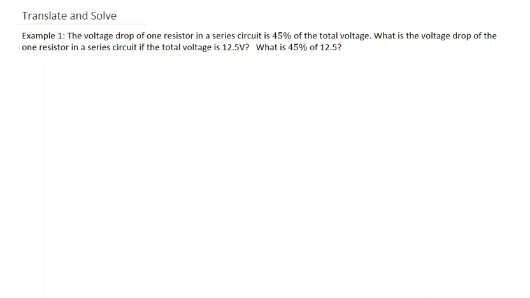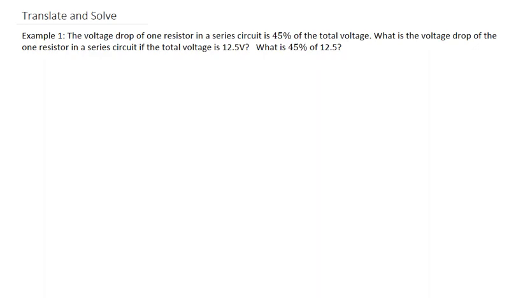Translate and solve. Example 1. The voltage drop of one resistor in a series circuit is 45% of the total voltage. What is the voltage drop of the one resistor in a series circuit if the total voltage is 12.5? So what is 45% of 12.5?